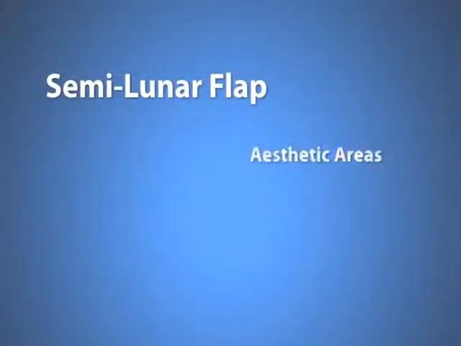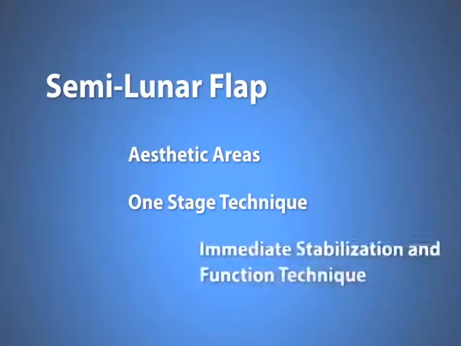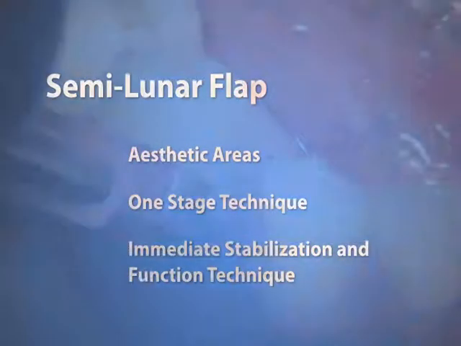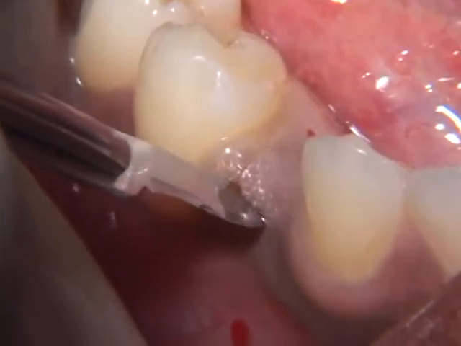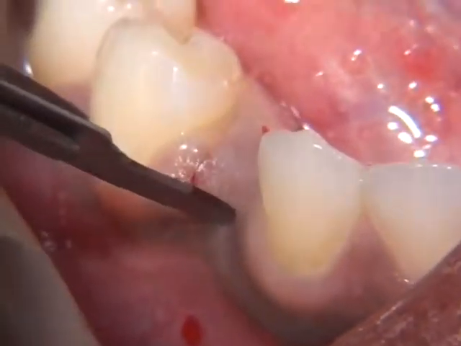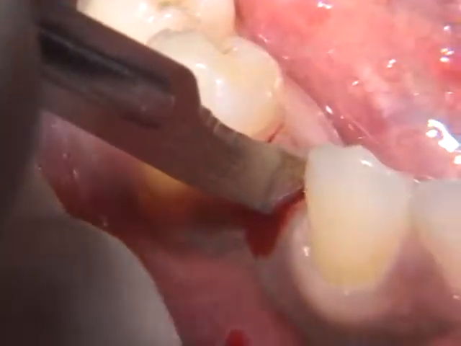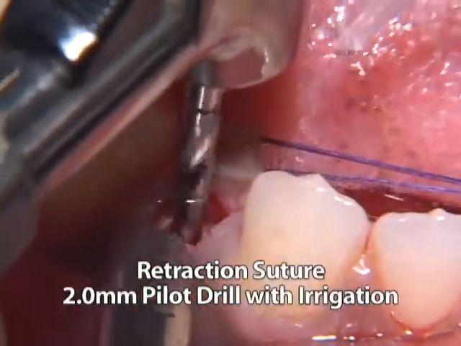The semi-lunar flap design is recommended for aesthetic areas, as well as for the one-stage technique and for the immediate stabilization and functioning technique. The semi-lunar flap consists of a pedicle flap type incision with its base on the lingual or palatal aspect of the ridge.